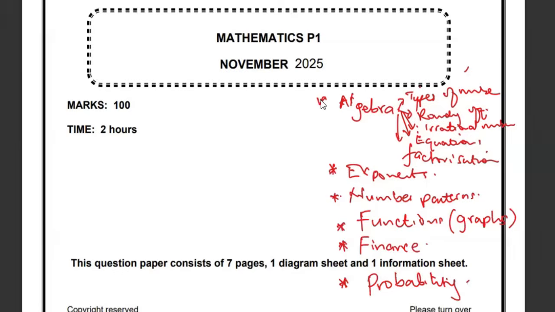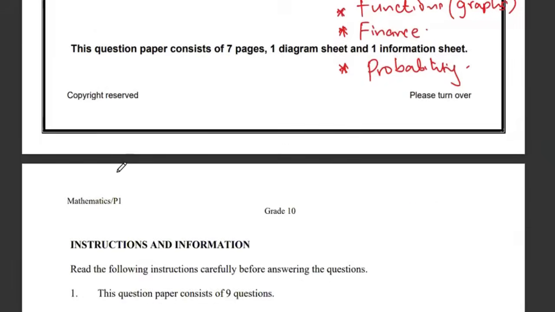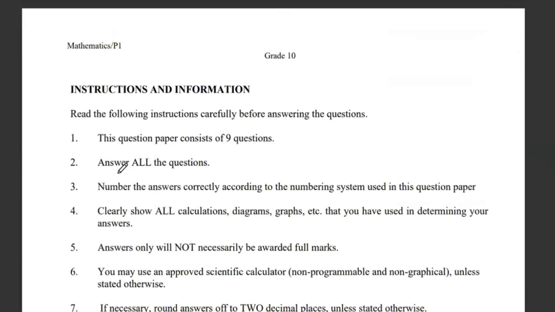So I'm just going to use this paper as a guide as we prepare. Let's dive through. They're telling us we have a total of 100 marks and the duration is usually 2 hours. Now, when you look at the instructions, they're telling us that we have 9 questions, and all of them must be answered. You need to number the questions according to the paper.